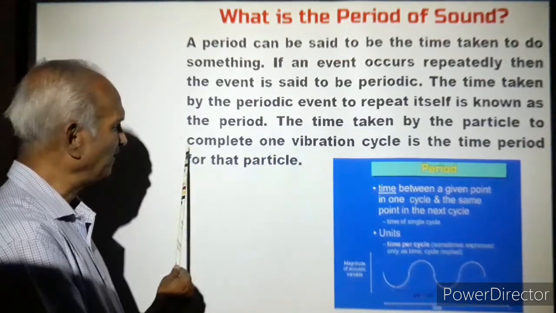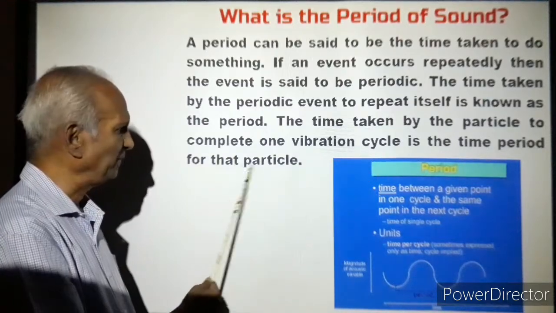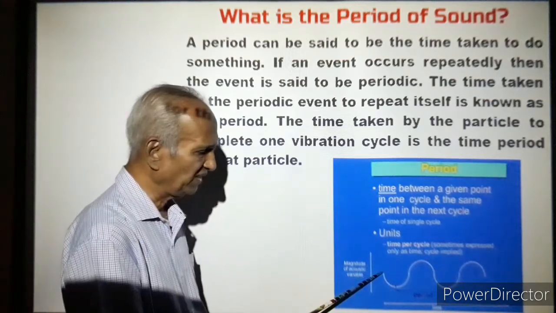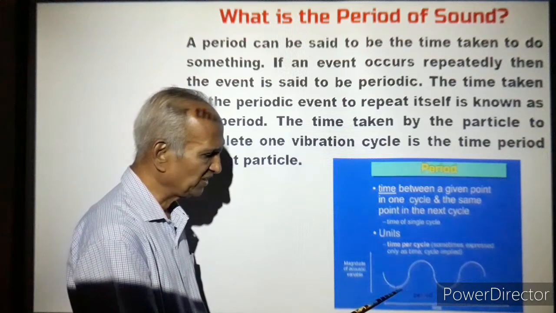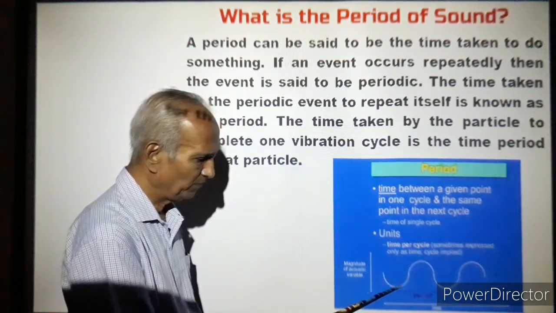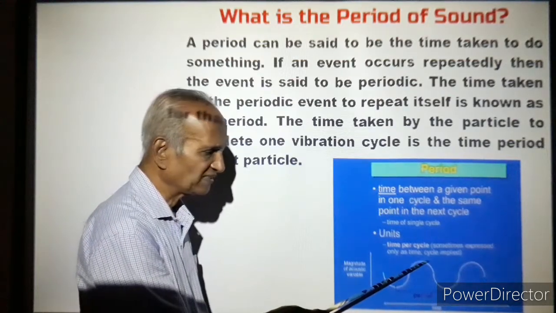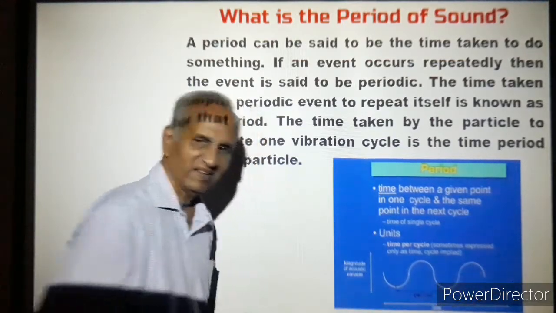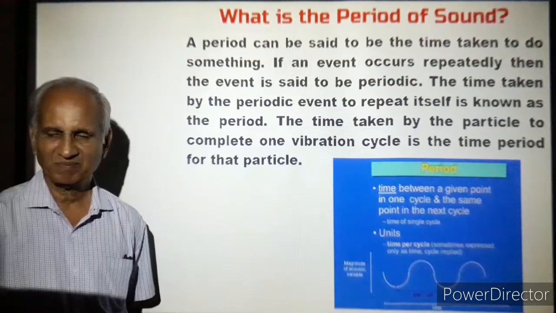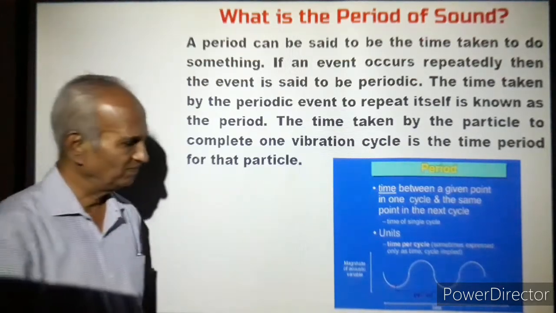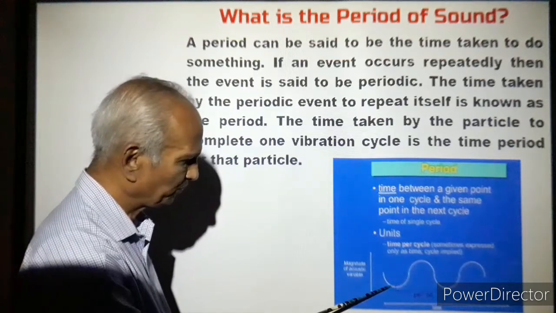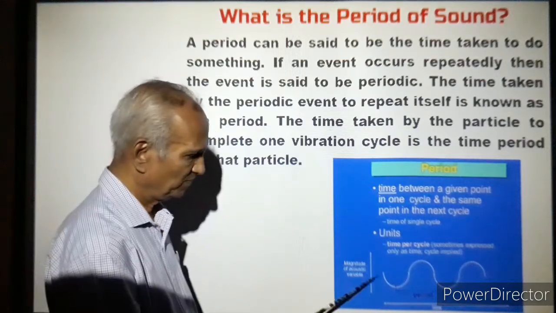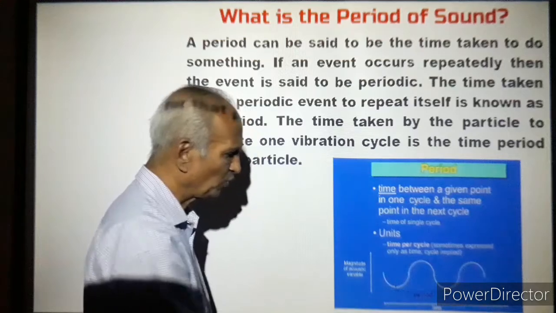The time taken by the particle to complete one vibration cycle is the time period of that particle. Here you see how the vibration is getting created. Goes down, you call this a trough. Goes up, you call it a crest. Again trough, again crest, again trough. That's how the vibration goes on getting created. Up, down, up, down. So as the sound is getting produced, the vibrations get created. That's why we draw it like this. It goes like a graph.